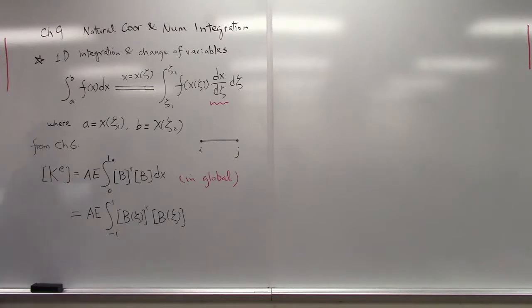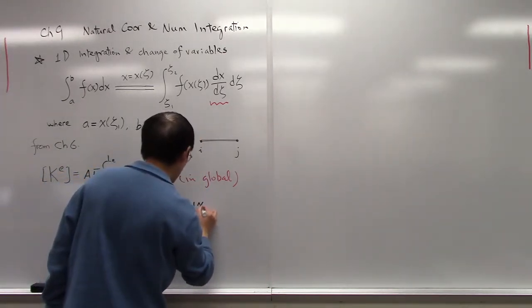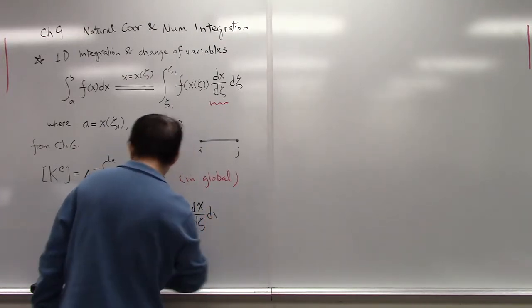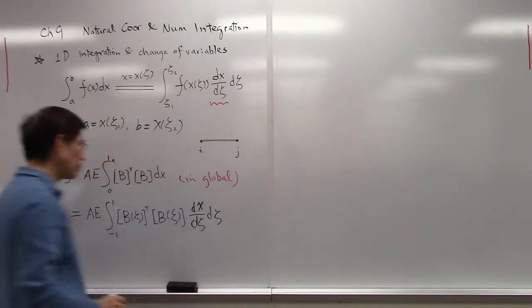Then, this dx here, don't forget the Jacobian here. That's dx over d theta, and then d theta. All right.